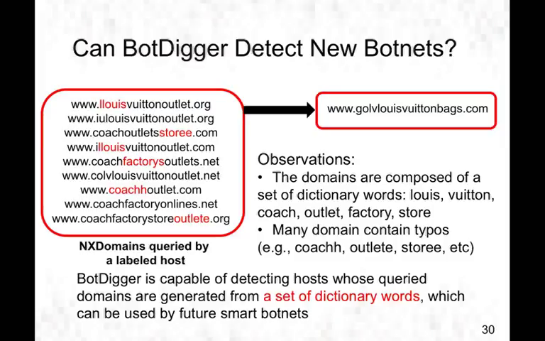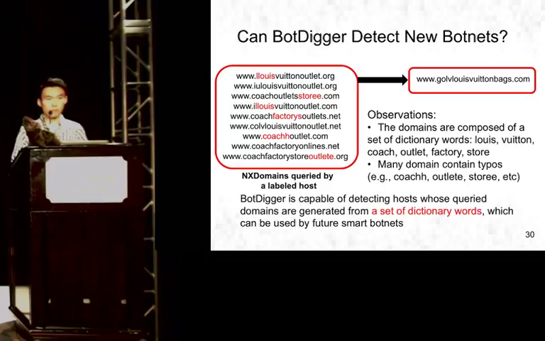We go to this web page. It is trying to sell some replica bags and shoes for Louis Vuitton. And when we click on it, it redirects us to the real Louis Vuitton website. So that is not a CNC domain, but the takeaway message is it shows BotDigger is able to detect random-looking domains and also some botnets that could generate DGA domains using a set of dictionary words, which can be used by smarter botnets in the future.